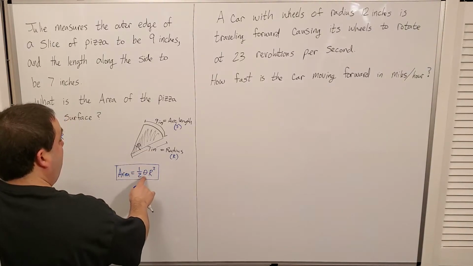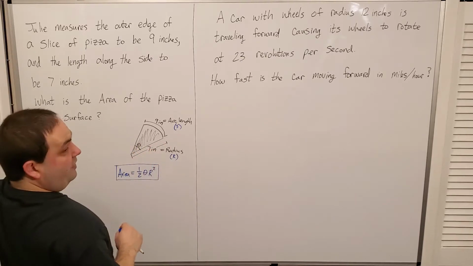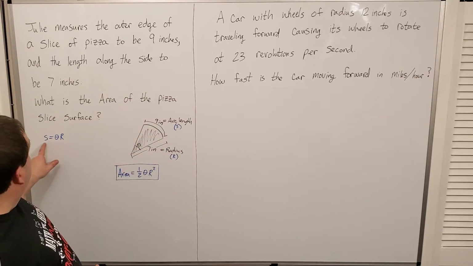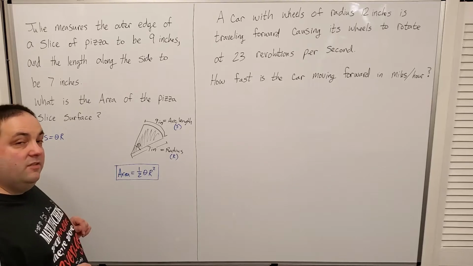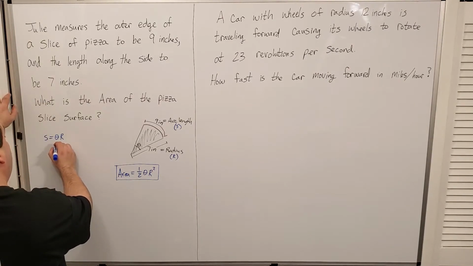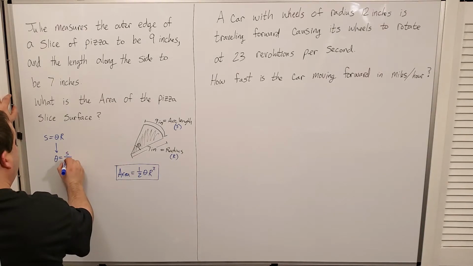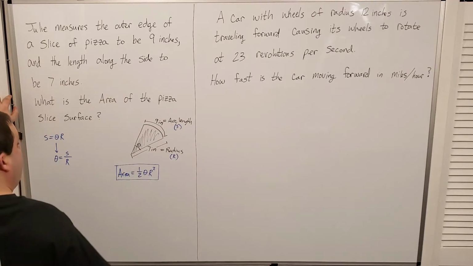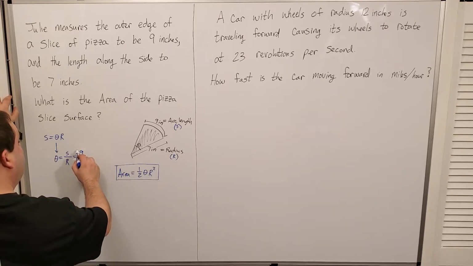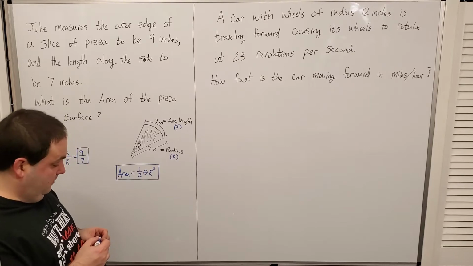Well, I need a theta and I need a radius. I have the radius measurement. I don't know a theta, but I do know an arc length, and using the radius and an arc length, I can define an angle in radians. So right here, note, theta is going to be equal to the arc length divided by the radius. In this case, 9 inches divided by 7 inches. So 9/7 is my theta in radians.